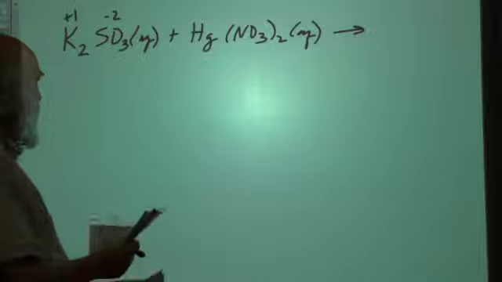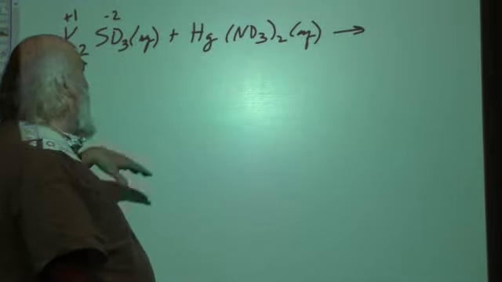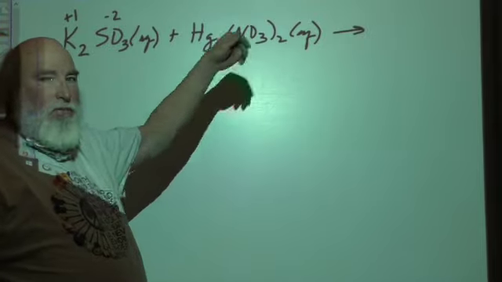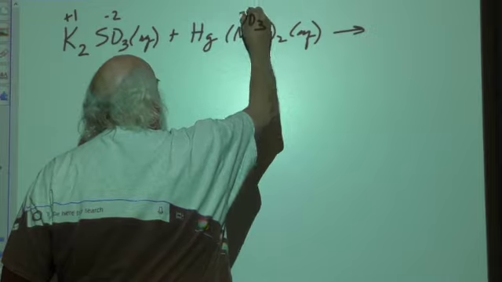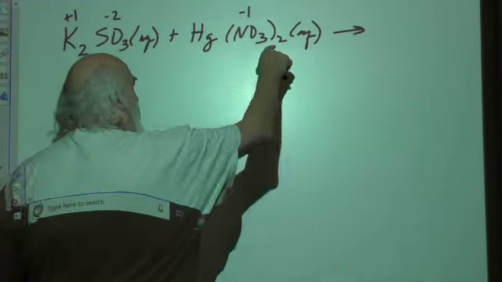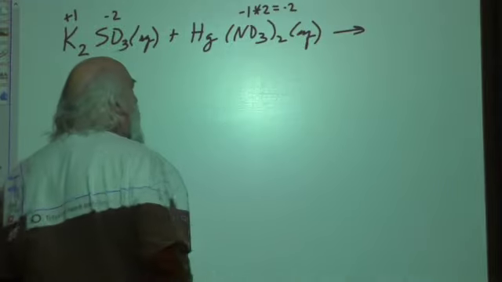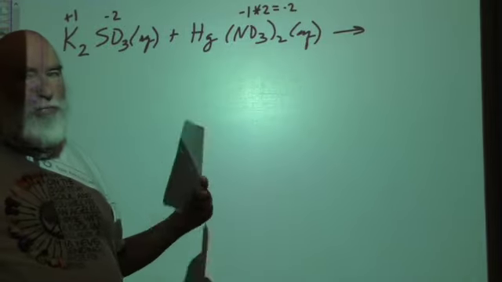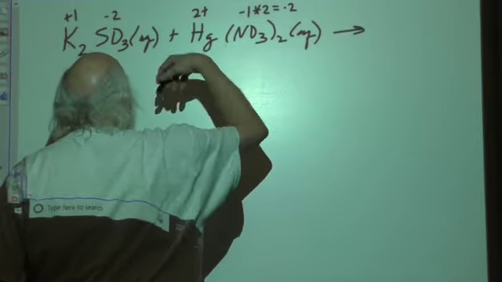So life is good. Mercury, transition metal. We can't find the charge yet. We have to go to the negative ion. When you look at NO3, NO3 is -1 on the polyatomic ion chart. We have 2 of them. We have a total charge of -2, which means mercury has to be what? 2. So this is 2 positive. A positive 2 either way.